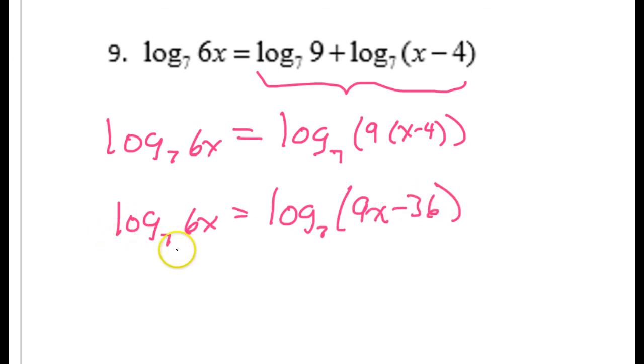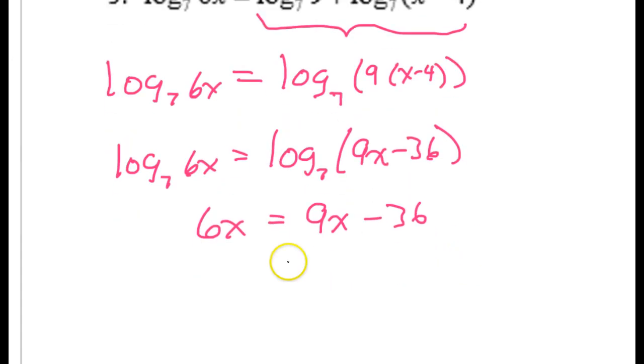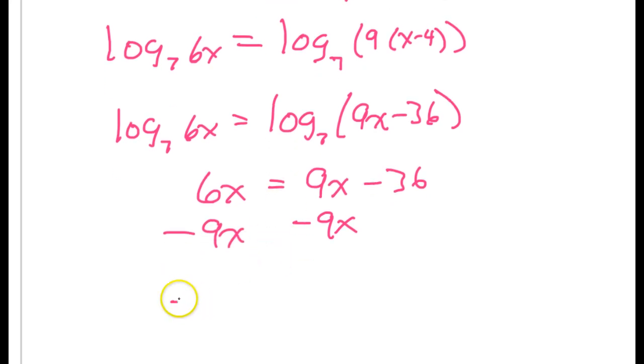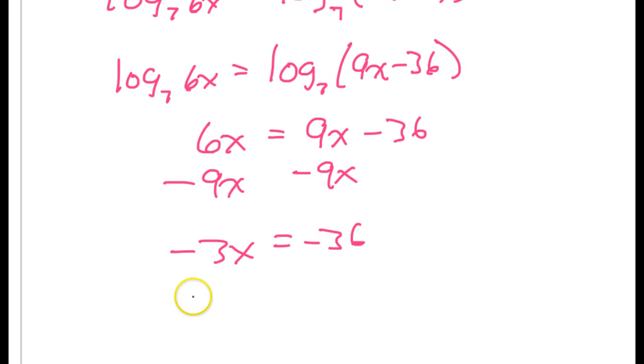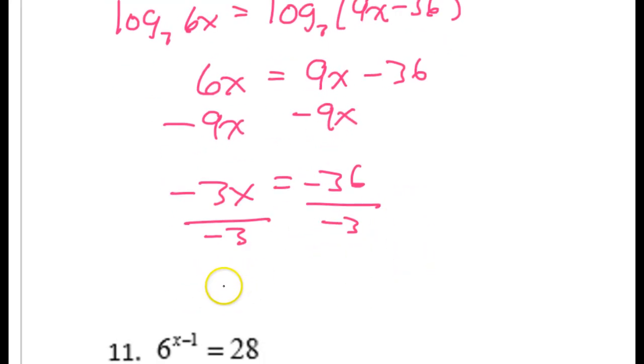So that means log base 7 of 6x is equal to log base 7 of 9x minus 36. If the log and base is equal to the log and base, the argument must be equal. The stuff inside the logarithm must be equal. So 6x must equal 9x minus 36. Subtracting 9x from both sides, that's going to give me negative 3x is equal to negative 36. And then dividing both sides by negative 3 is going to give me x equals 12.